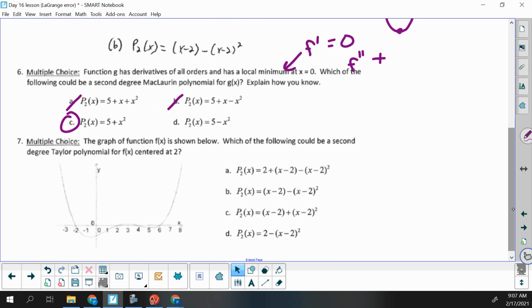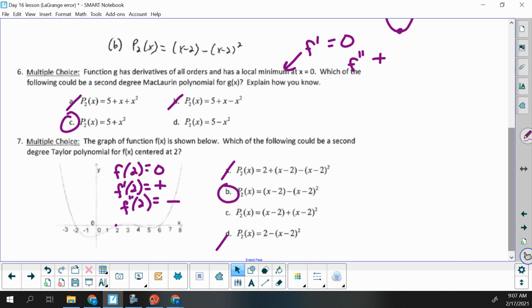In 7, notice on the graph here, at x equals 2, f of 2 is 0, so we should not have a constant term, so those are gone. F prime of 2, we are increasing, so it should be positive. Both B and C have positive coefficients for the x to the first term. And our second derivative, it's a concave down section, so that should be negative. So it's got to be choice B because the coefficient of the second degree term should be negative.